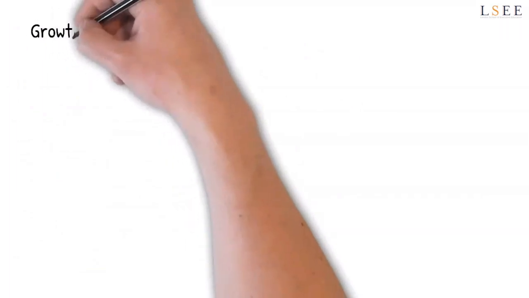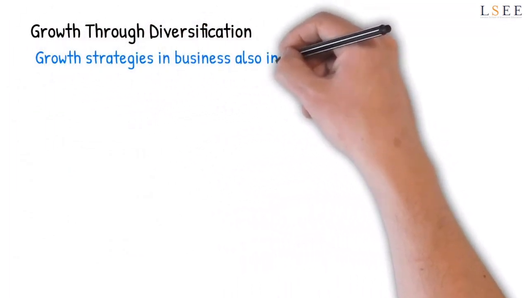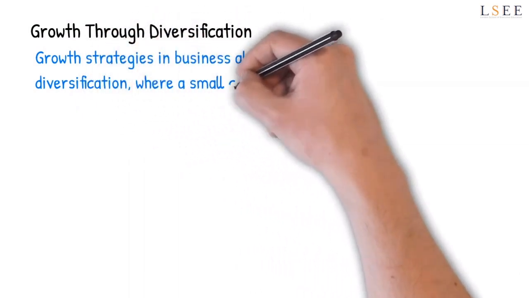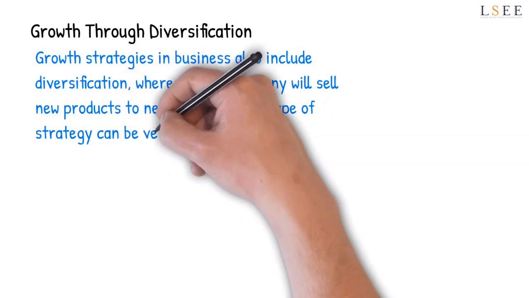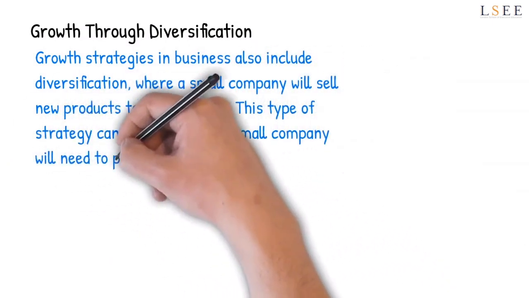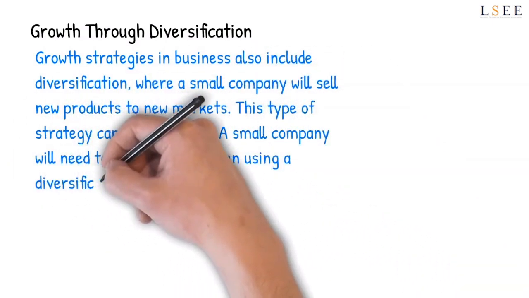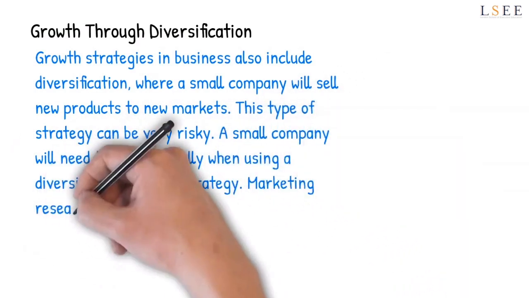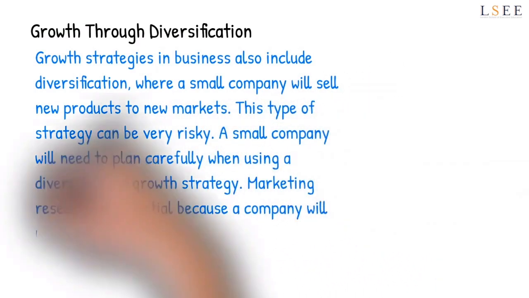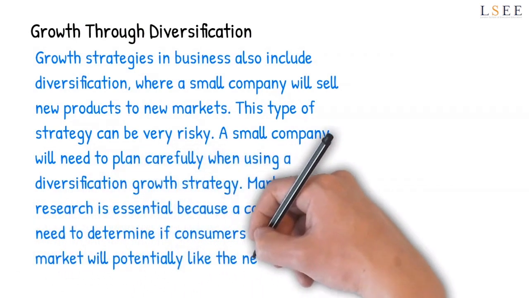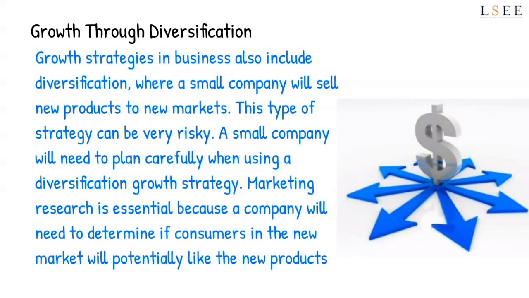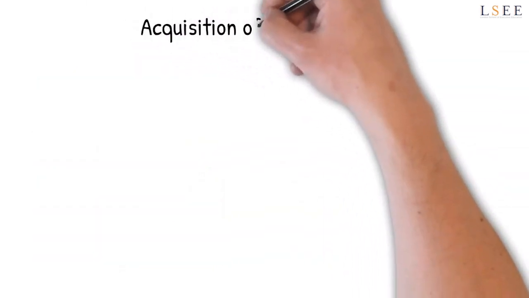Growth through diversification. Growth strategies in business also include diversification, where a small company will sell new products to new markets. This type of strategy can be very risky. A small company will need to plan carefully when using a diversification growth strategy. Marketing research is essential because a company will need to determine if consumers in the new market will potentially like the new products. Acquisition of other companies.